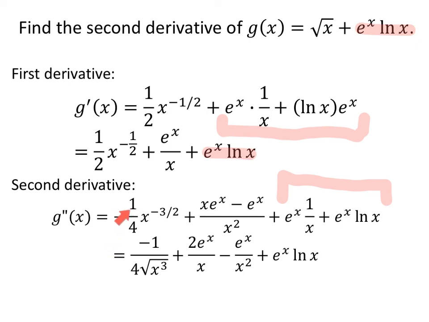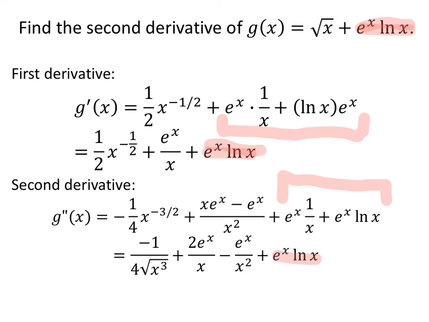I can simplify my negative 1/4 x to the negative 3/2. Separating my fraction here, x e to the x over x squared simplifies to e to the x over x. You can see a copy of the e to the x over x does appear. Minus e to the x over x squared. And we already know that this e to the x over x, that's where our second one came from, plus e to the x natural log of x, once again, another copy of the original from both the derivative and the original function lands in our second derivative.